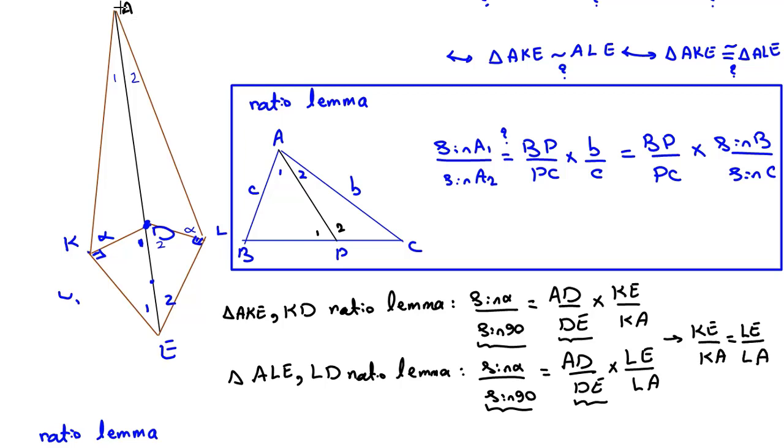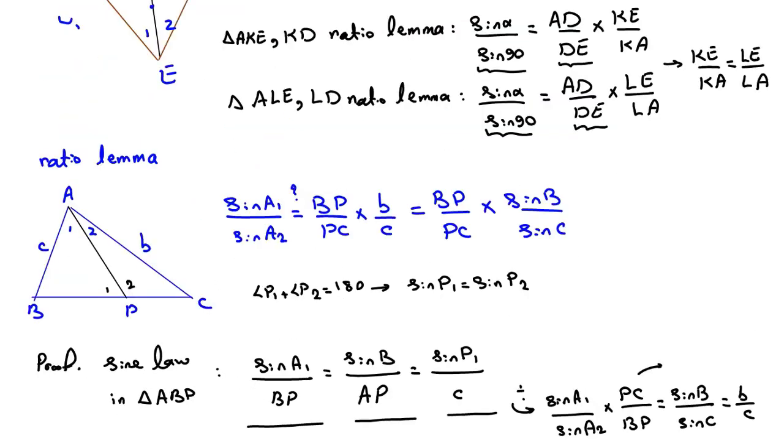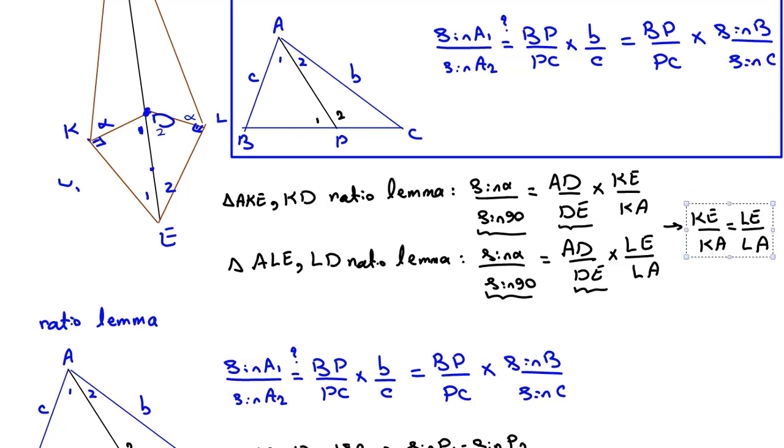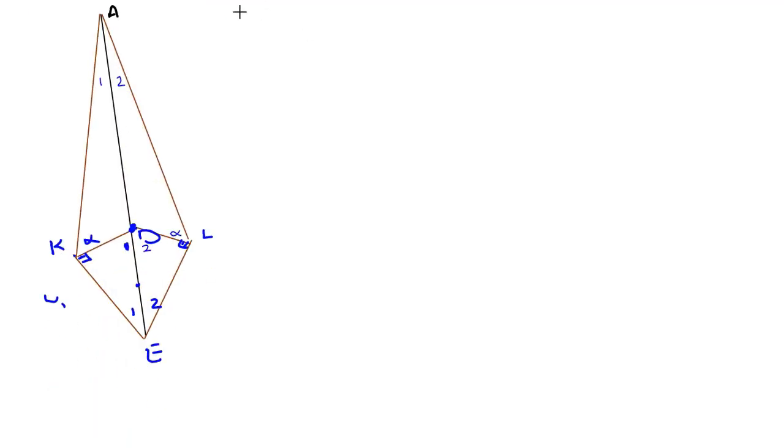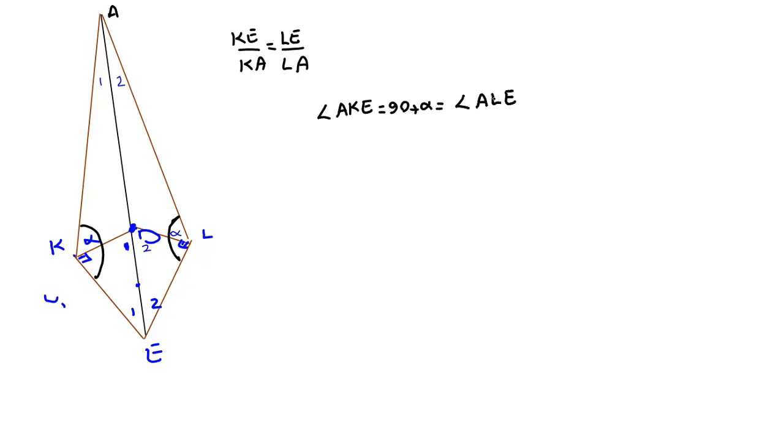Let's copy this figure again and paste it in another place and consider this property. The property was this one: KE over KA equal to LE over LA. So here, now, look, this angle equal this angle. Angle AKE equal to 90 plus alpha equal to angle ALE. And also KE over KA, by this property, equal to LE over LA.